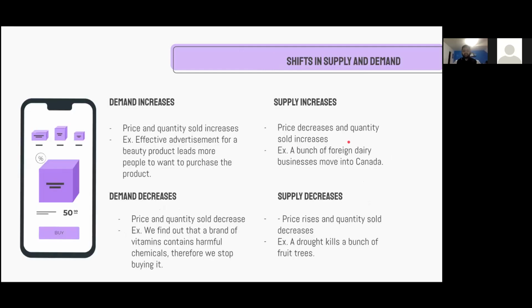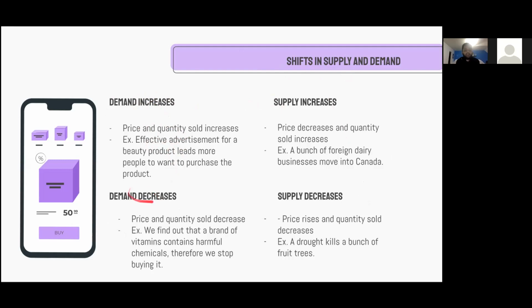So, okay, let's talk about shifts in supply and demand and things that might influence them in a lot of these contexts, right? So let's look at demand increases, right? So this is where the price and quantity sold ends up increasing, right, due to a demand side increase, right? So notably, one example of this might be that if there's a very good advertisement for a beauty product, then more people might be influenced to purchase that specific thing. And as a result, the demand for that product goes up, right?